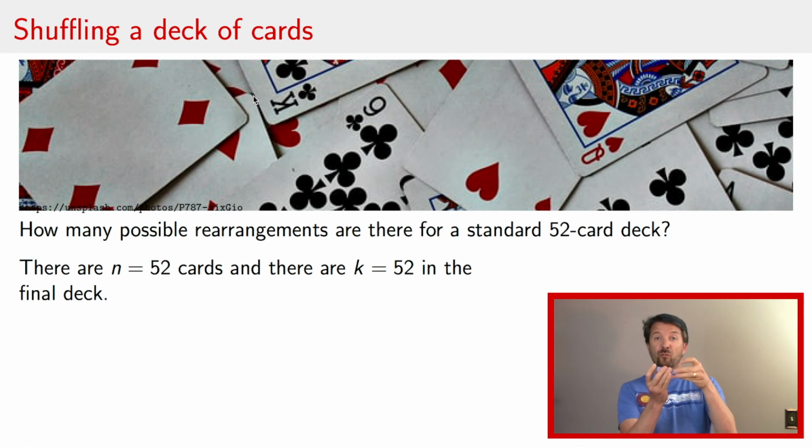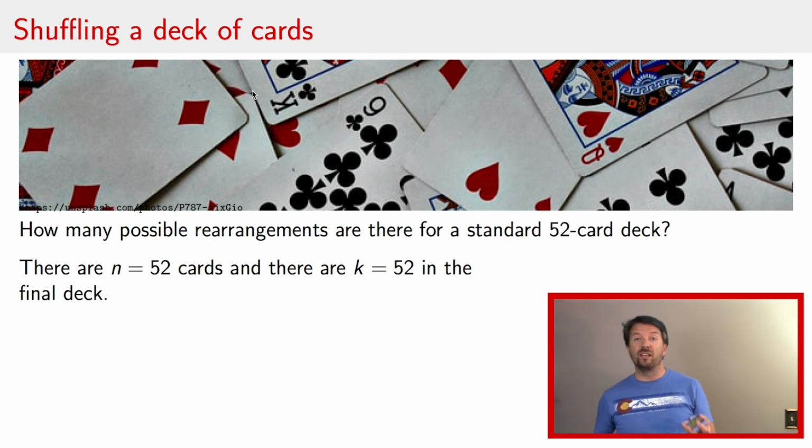If we say how many different rearrangements, what we're really saying is, all right, we started with 52 cards, and we're going to end up with 52 cards. And the question is, how many different rearrangements of those cards are there? So n is 52, k is 52. It's a permutation because order matters, and it's without replacement because we're not adding any cards. We're just using the cards that we had and taking them one at a time in random order over to this other deck. All right, so we can use our formula.